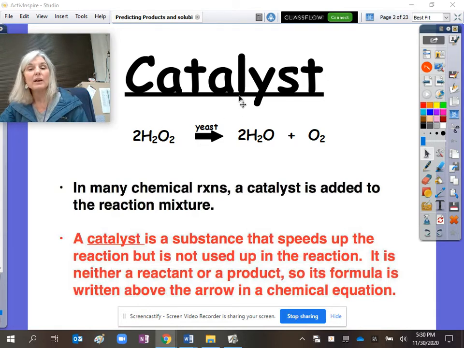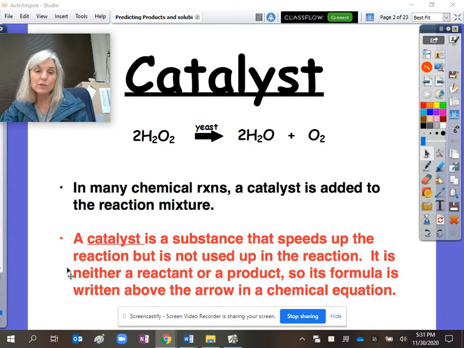So anytime you have a catalyst involved in a chemical reaction, you're going to see the catalyst written above the arrow. It's not going to change the outcome of your product, it's still going to occur. Hydrogen peroxide breaks down on its own over time. That's why it's in a dark bottle, because light can also break it down. So yeast is a catalyst that will speed up that reaction. So again, hydrogen peroxide will break down into water and oxygen eventually, but at a slower pace.